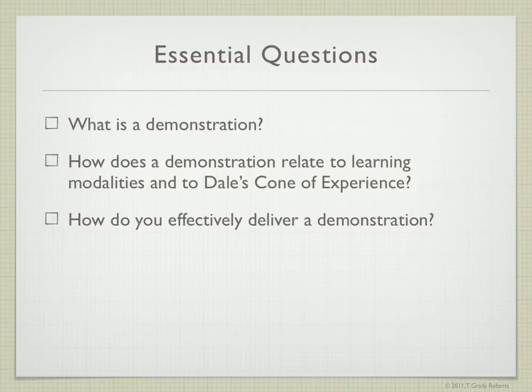So going back to our essential questions, we talked about what is a demonstration, and a demonstration is showing the students how to do something. We talked about how does it relate to learning modalities and Dale's Cone, and it relates to your visual learners and your auditory learners. And on Dale's Cone, it's about right in the middle. And we talked about how do you effectively deliver a demonstration. You're going to quickly go through the process with them once, then you're going to go through the process very slowly, explaining each step, and then you're going to demonstrate it a third time, making sure they understand all the key points.